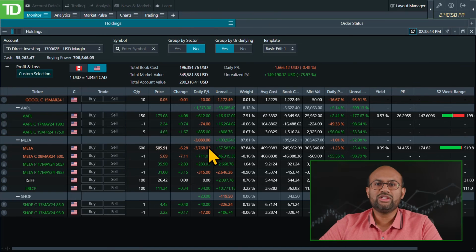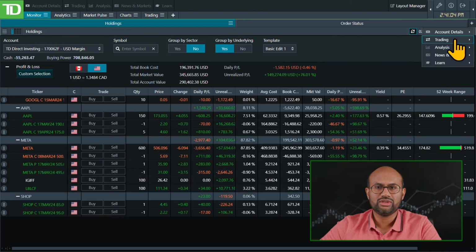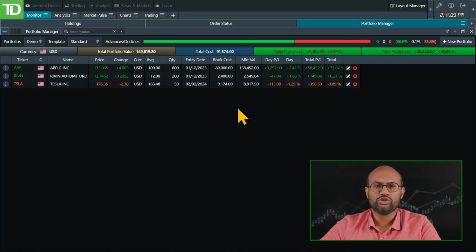All right, so this was a look at our holdings widget over here. So now what we're going to do, we're going to add one more widget to this look, and that's going to be our portfolio manager. So what I'm going to do is I'm going to come up to this row at the top here, add the addition sign, and under account details, we're going to go to portfolio manager.